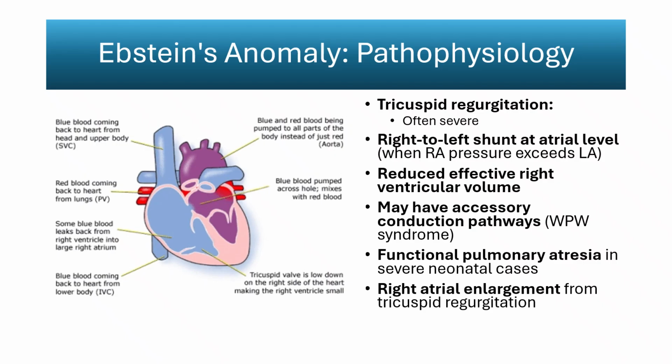Beyond hemodynamics, conduction system abnormalities contribute to morbidity. Up to one-fifth of patients have accessory pathways, most often Wolff-Parkinson-White, predisposing them to supraventricular tachyarrhythmias and, in rare cases, sudden death. Thus, the physiology reflects both impaired forward right-sided output and arrhythmic risk, with severity determined by the balance of regurgitation, shunting, and right ventricular size.